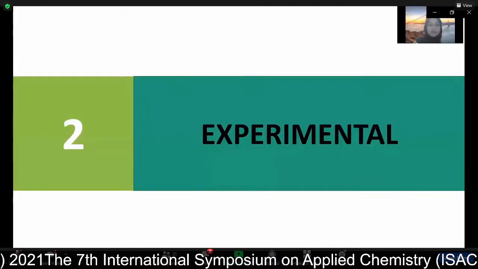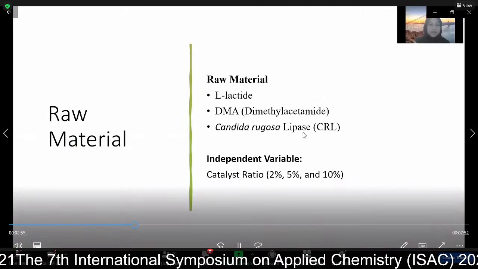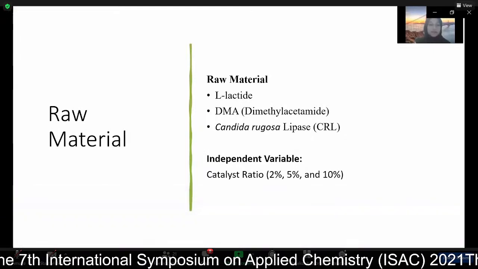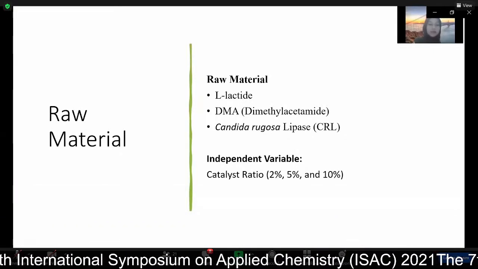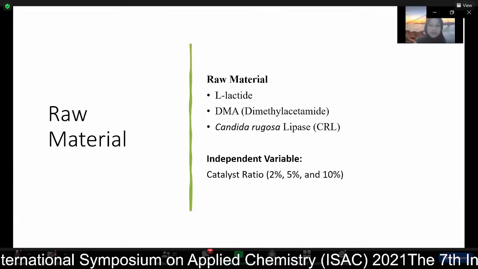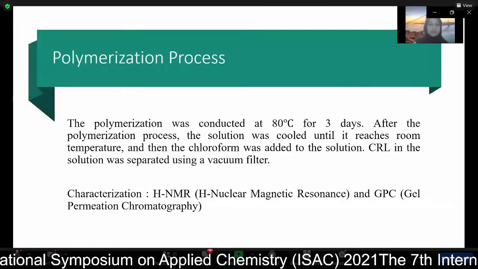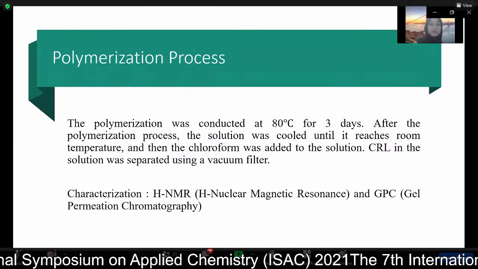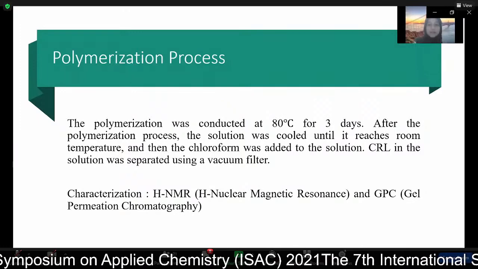In the second part, I will present my experimental. For synthesis preparation, lactate, dimethyl acetamide, and Candida rugosa are used as raw materials. The independent variable is the catalyst ratio, which is 2%, 5%, and 10% weight catalyst per weight lactate. This is the polymerization process. The polymerization process was conducted at a temperature of 80 Celsius for 3 days.